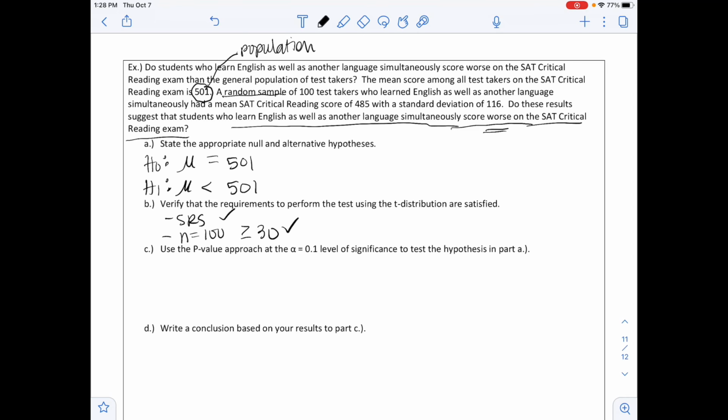So part C says use the p-value approach at the alpha equals 0.1 level of significance to test the hypothesis in part A. In order to do this, we know what mu naught is. That is 501. Our sample mean is 485, and our sample standard deviation is going to be 116. Again, we would be using a t-test.